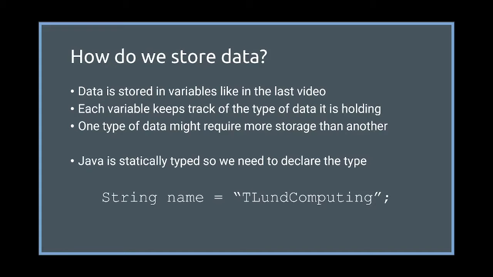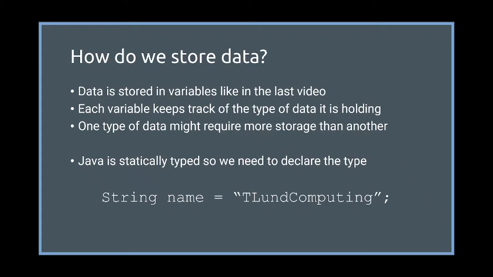So how do we actually store data? Well, data is stored in variables just like we showed in the last video, and each variable keeps track of the type of data that it's holding. So one type of data might require more storage than another. For example, a string is quite a complex data type, and so it takes up more storage in the RAM than what a character does.